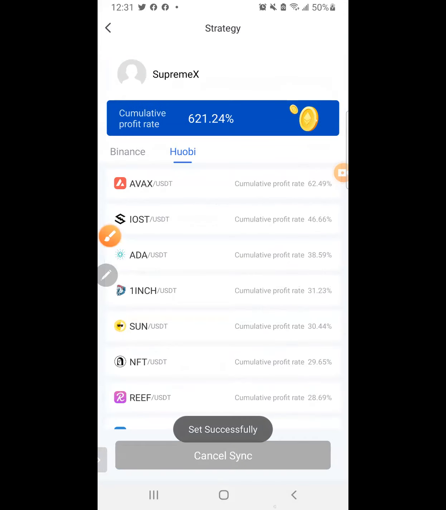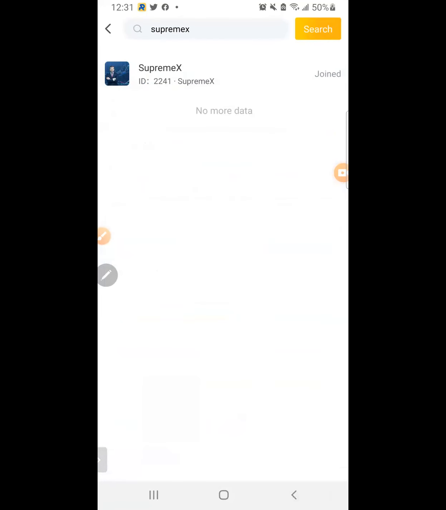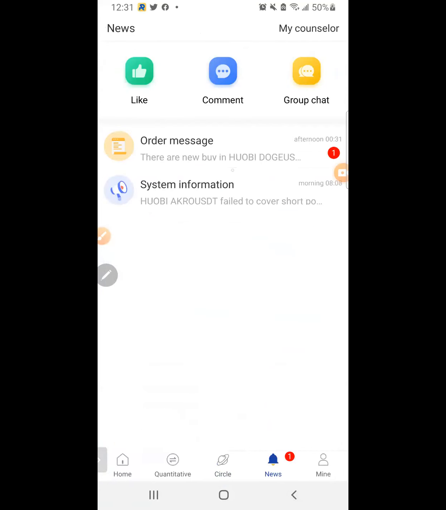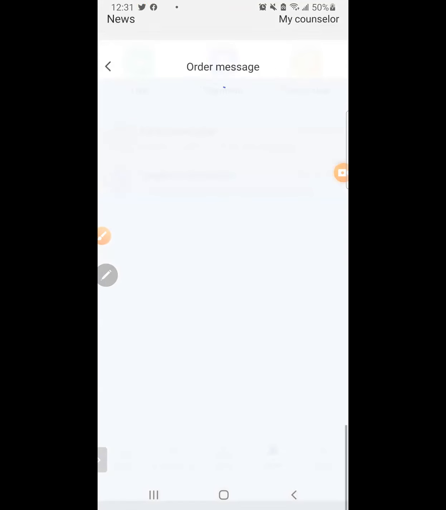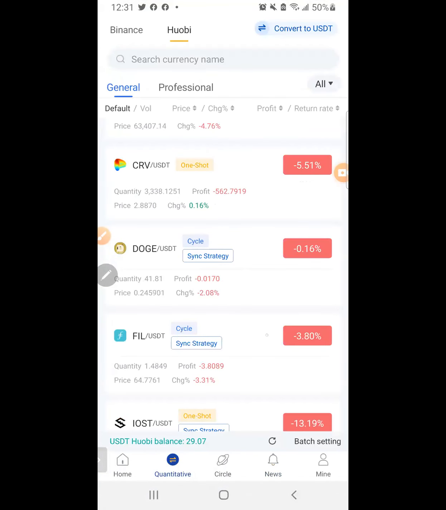Once you hit sync strategy, because he already has trades that are open for him. Oh, he actually opened one. Can you see? New buy Doge. You see, he opened one already for him immediately. You see, he opened Doge. This is it here.